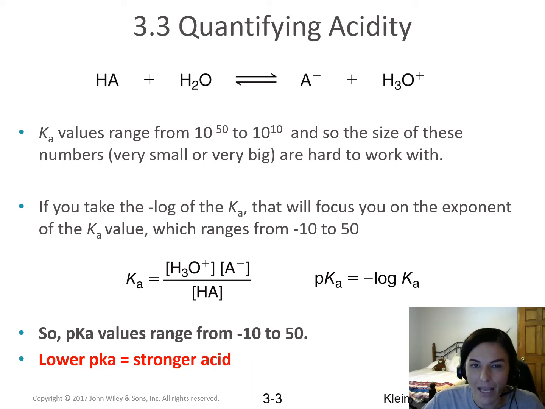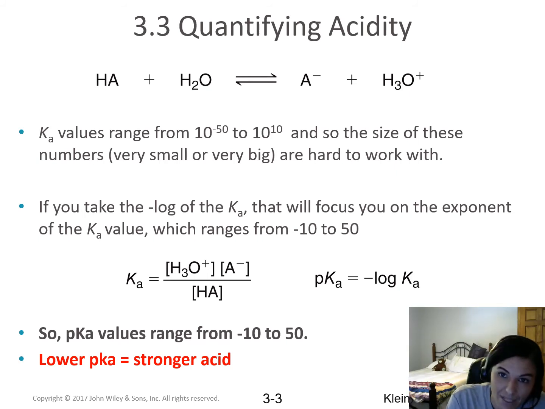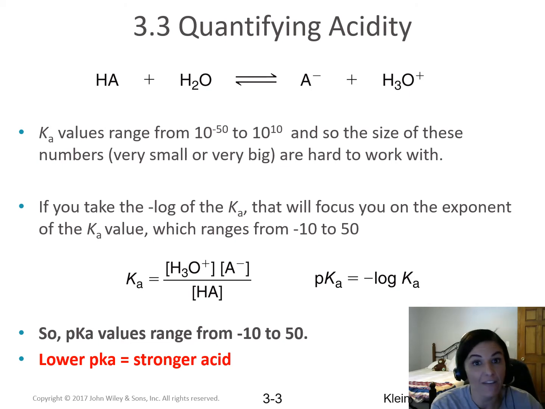Okay, now again, remember, pKa is the negative log of Ka. We said that Ka can be anywhere from 10 to the -50 to 10 to the +10. That's a big range. So our pKa values, because we're taking the negative log, will range from -10 to +50.